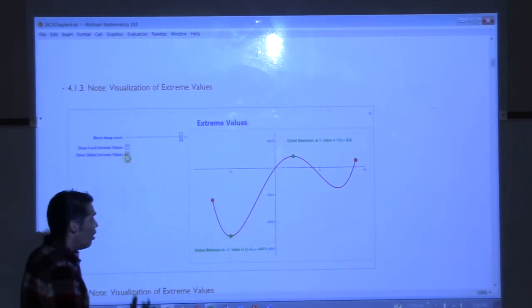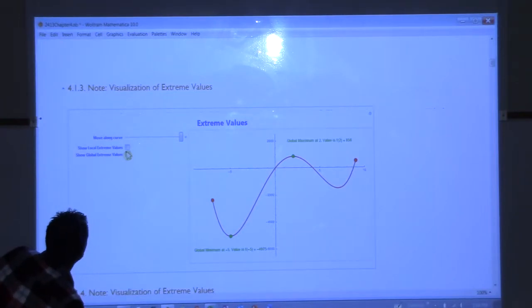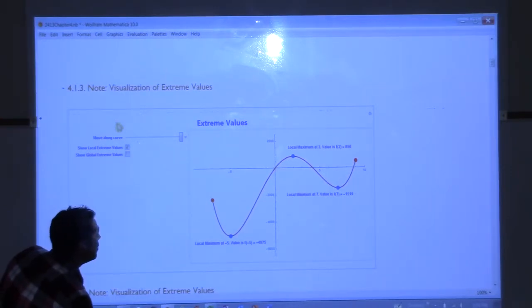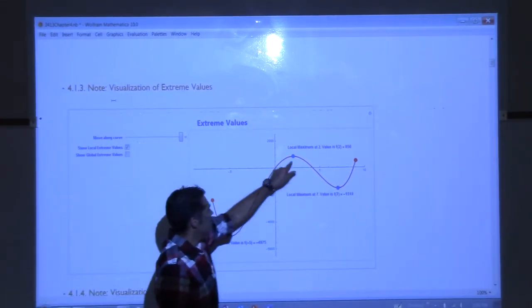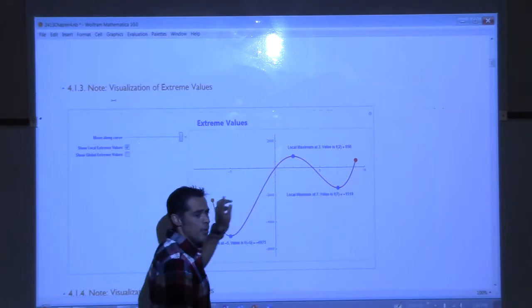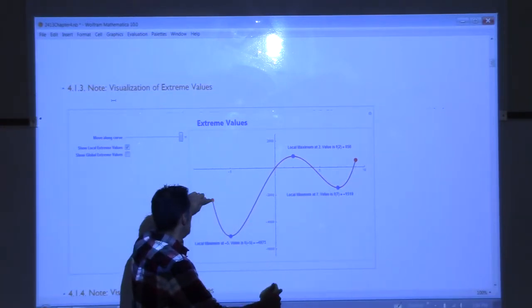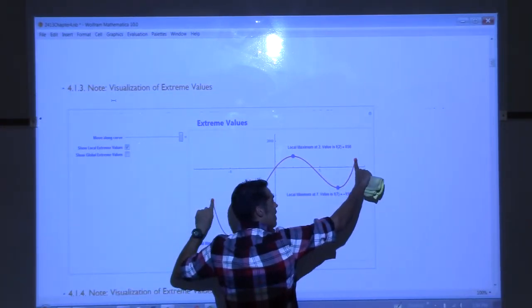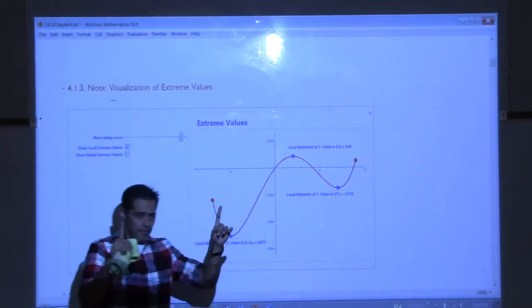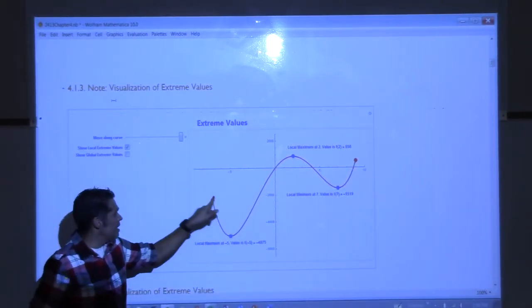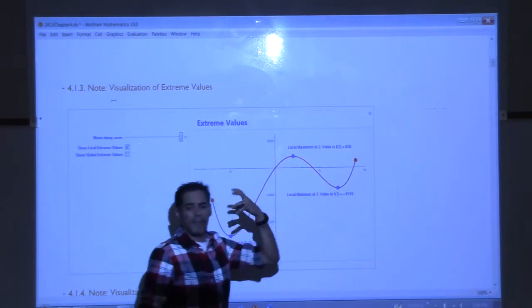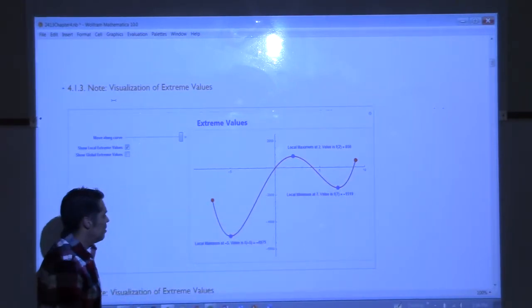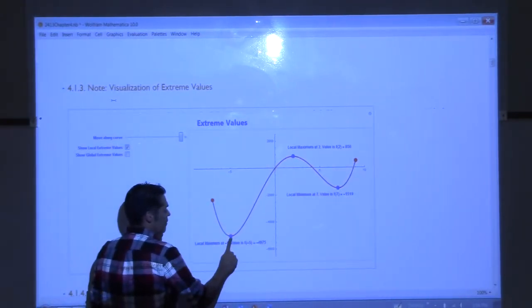Now, in terms of local, the local extreme values, or the local maxes and mins, are those points. Let me take the globals out. The local maxes and mins are here, here, here, and the endpoints. That's what I need to add to this. Endpoints of a function, as long as you're on a closed interval, are always local maximums or minimums. So let's talk about why this is a local minimum.